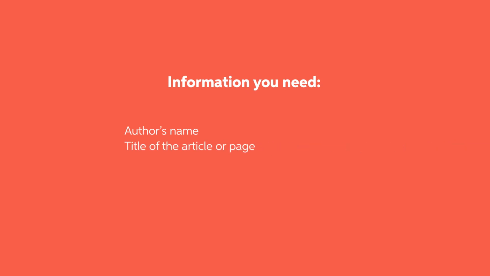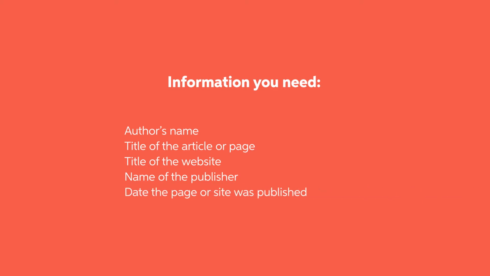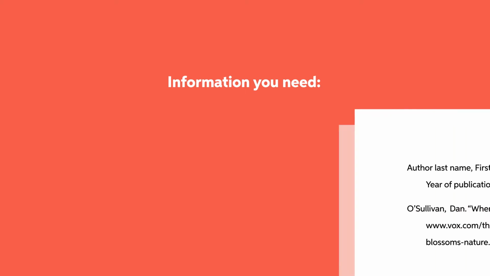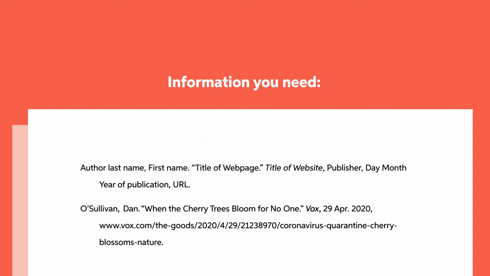References are where you list the information a reader needs to know in order to find the source you use in your paper. To create an MLA citation for a website, you'll need the following pieces of information: the author's first and last name, the title of the article or page, the title of the website, the name of the publisher if it differs from the name of the website, the date the page or site was published if it's available, and the URL.